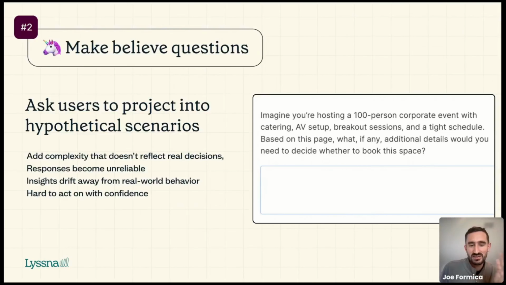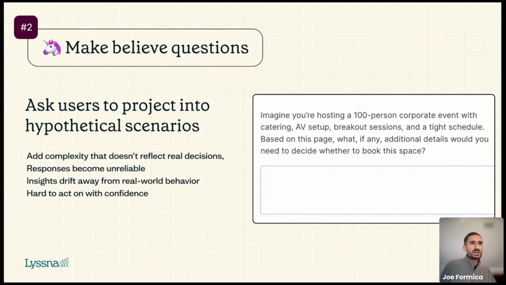tight schedule. Based on this page, what, if any, additional details would you need to decide whether or not to book this space? Now, this is a really wordy, long question that has some other issues to it. But the idea here is, if we're asking people who plan events and book event spaces to give us feedback on something, this question is giving them a lot of criteria to imagine. It's giving them a lot of roles to play or things to consider that they might be more focused on when answering the question, answering it from that perspective rather than their own experience.